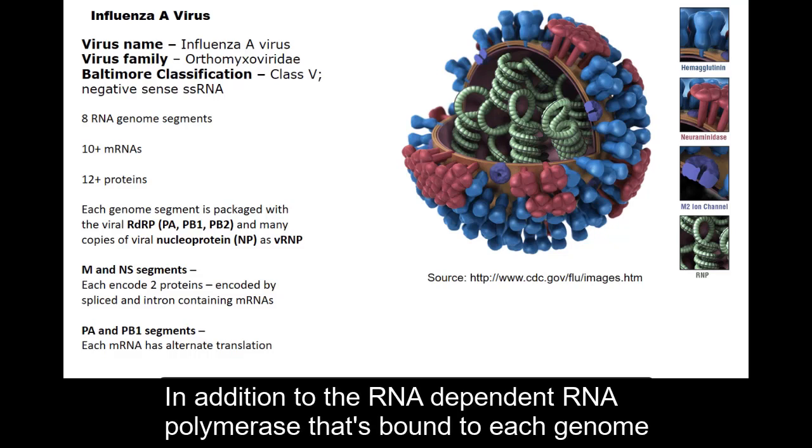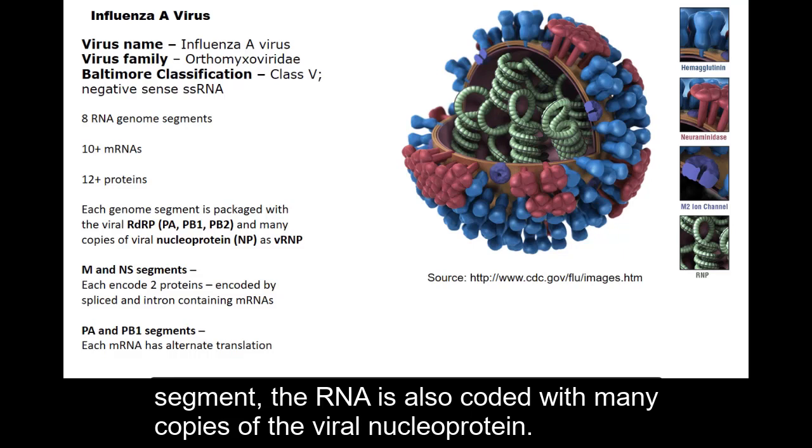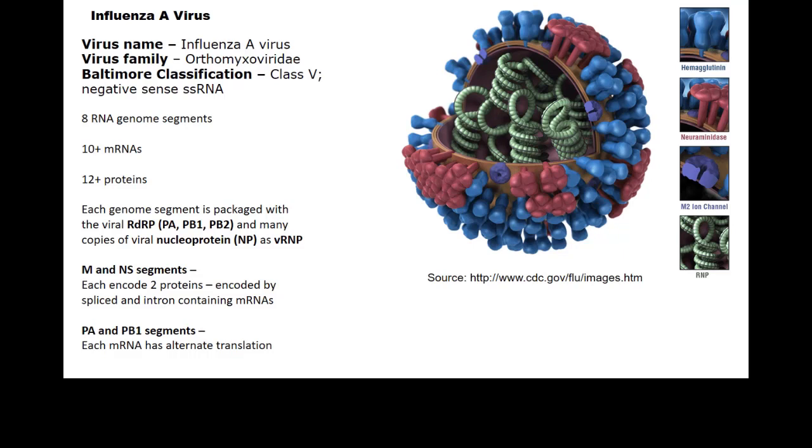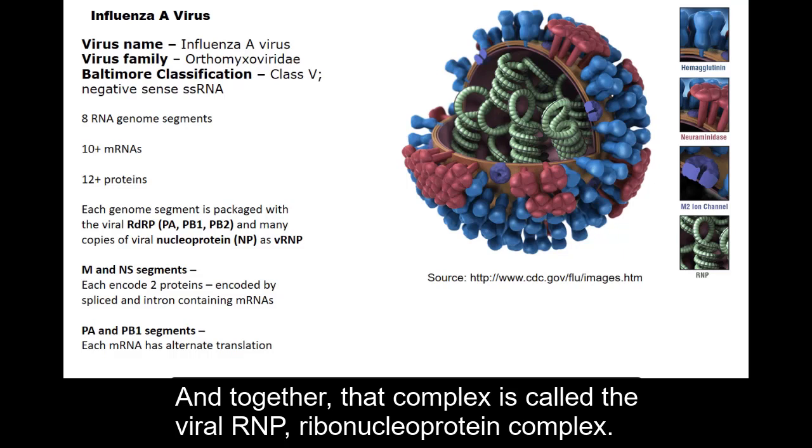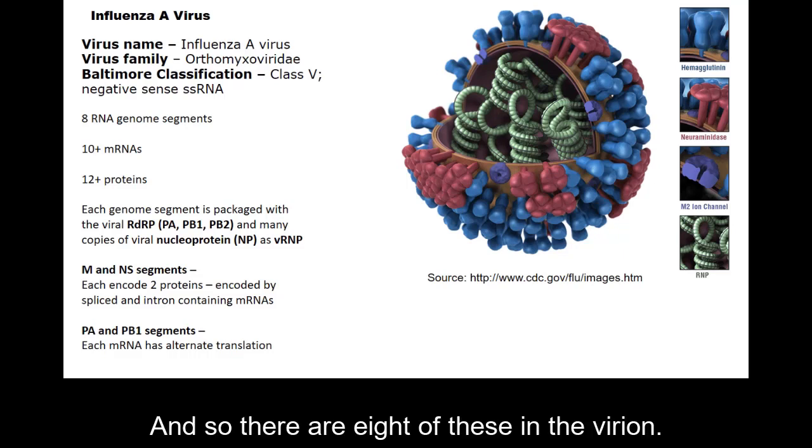In addition to the RNA-dependent RNA polymerase that's bound to each genome segment, the RNA is also coated with many copies of the viral nucleoprotein, and together that complex is called the viral RNP, ribonucleoprotein complex. And so there are 8 of these in the virion.